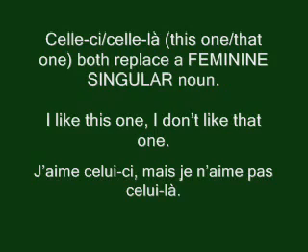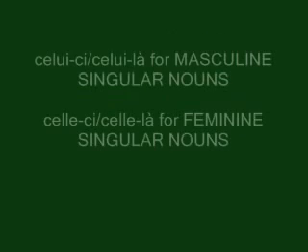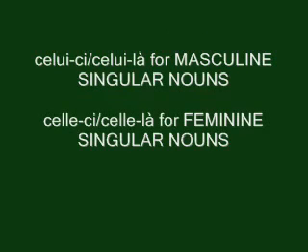As you can see, in English, we use this one and that one in both cases. But in French, you use celui-ci, celui-là when the noun is masculine singular, or you use celle-ci or celle-là when the noun is feminine singular.